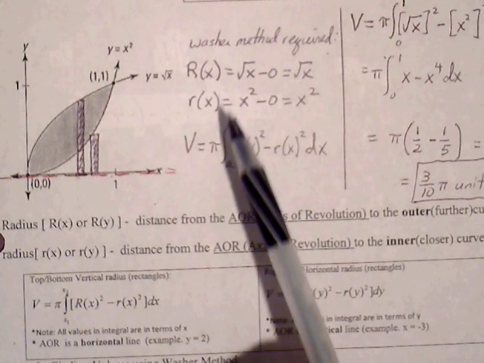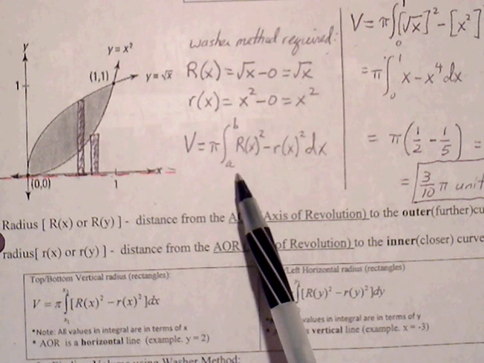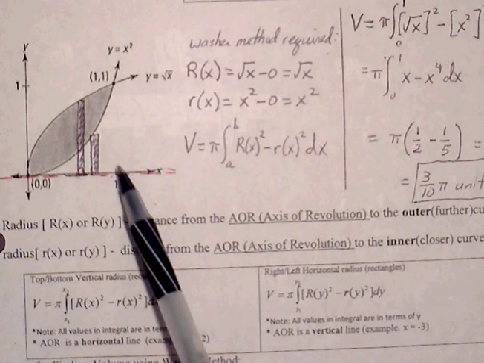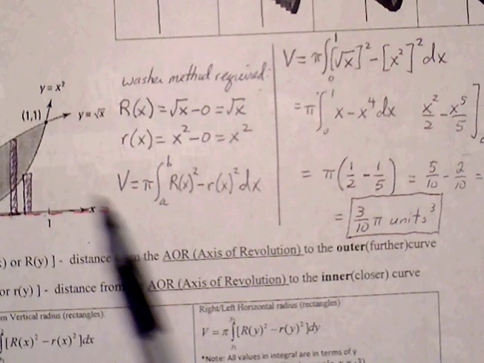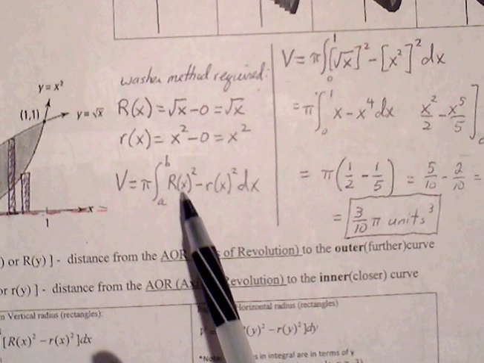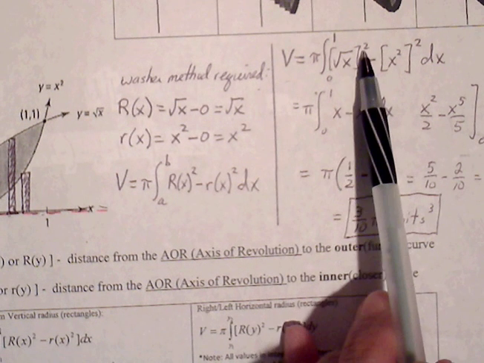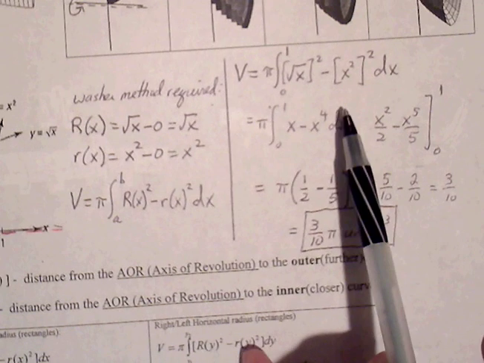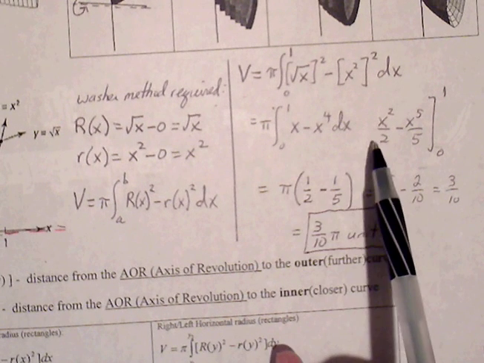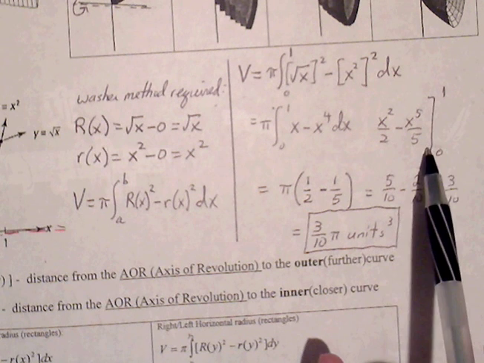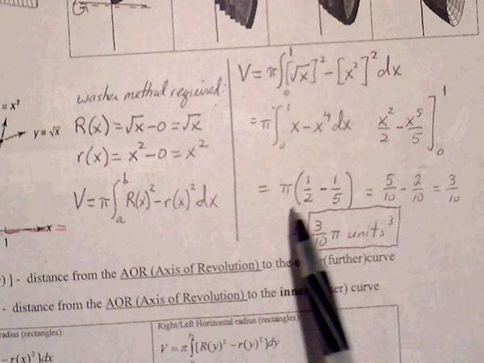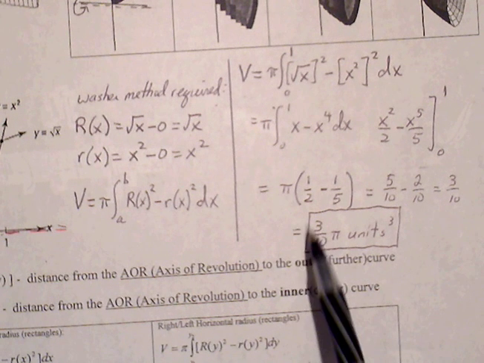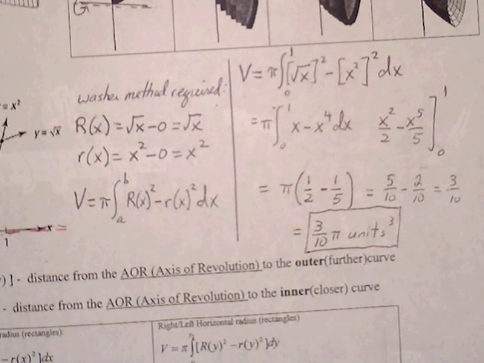Okay. Upper and lower bounds are from our left x value to our right x value. So in this case, it's from 0 to 1. And we plug into our formula here. So big R squared is simply square root of x squared. Little r squared is simply x squared, quantity squared. We can go through power rule and expand and plug in upper and lower bound. 1/2 minus 1/5 is simply 3/10. And we don't want to forget the pi. So 3/10 pi cubic units.